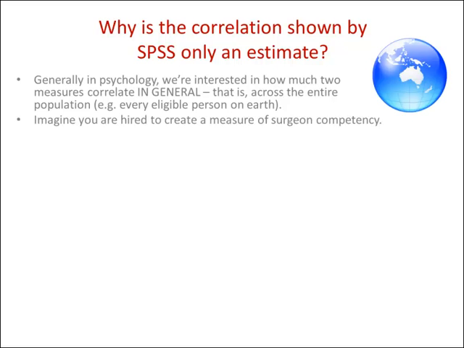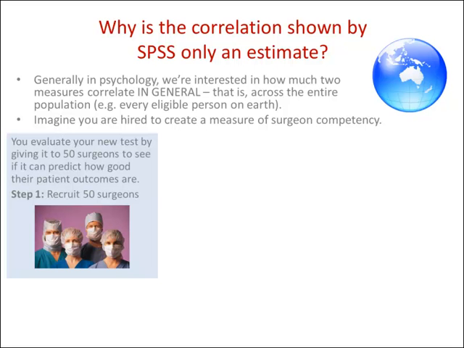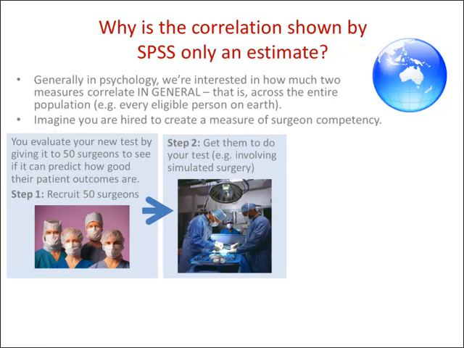Okay, here's another human measurement example for you. Imagine you're hired to create a measure of surgeon competency. Okay, and this is what we might do. We go and find ourselves 50 surgeons, and remember we're recruiting 50 surgeons to have a good range of abilities and so forth. Then we're going to get them to do a test we've created, and maybe this test could be some sort of simulation. So maybe there's a rubber mannequin with realistic internal organs, and they've got to perform an operation on this rubber mannequin, and we measure how fast they are, and we also measure the quality of the outcomes.